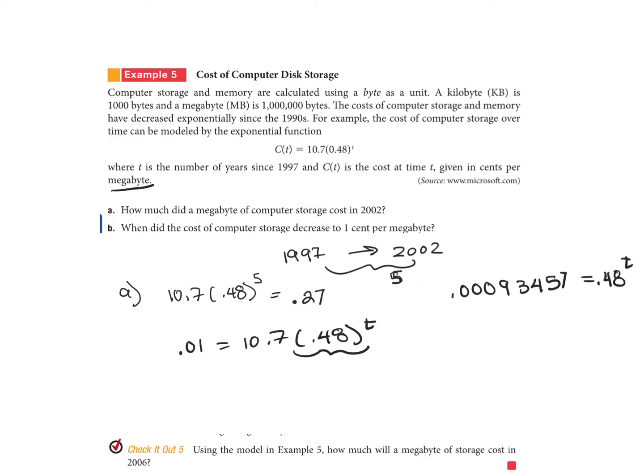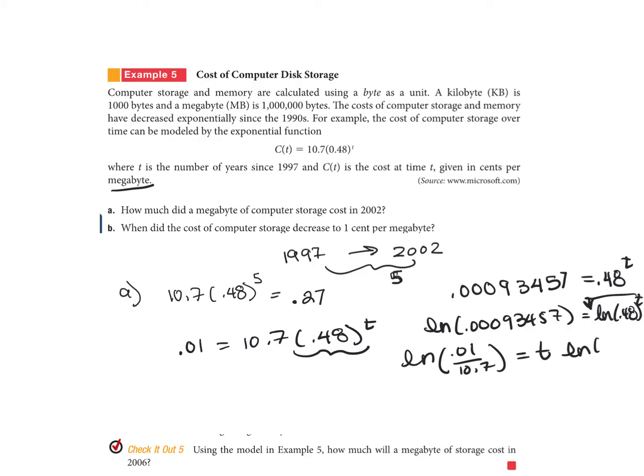Okay, now I have some choices here. I can take the natural log of both sides. I can take the log of both sides. I'll take the natural log. It's an easy button to access on your calculator. This t is going to pop down. So we're going to have the natural log, and I'm going to write this like this, 0.01 divided by 10.7. That's that decimal. It's just easier to write it like that, and is more exact for right now.